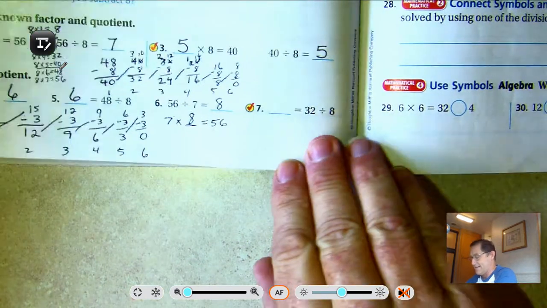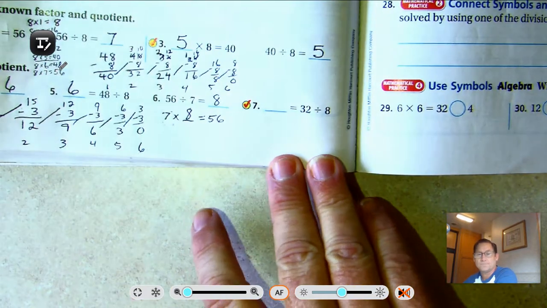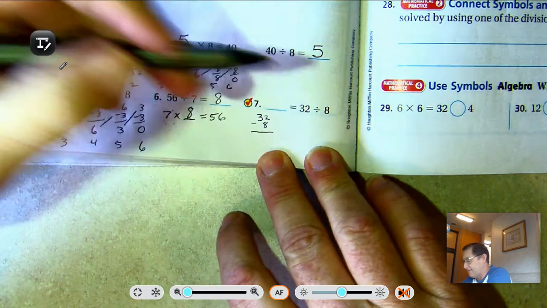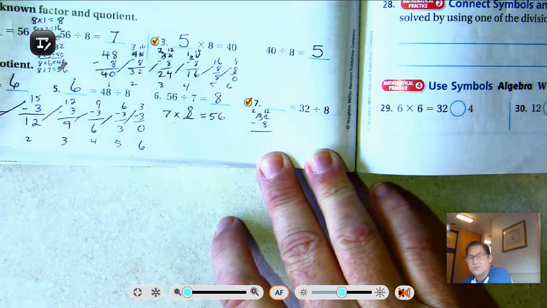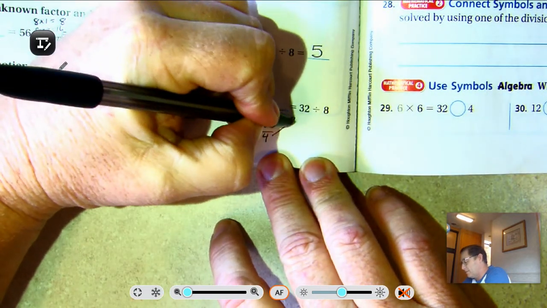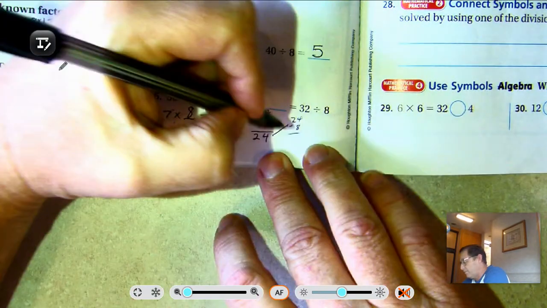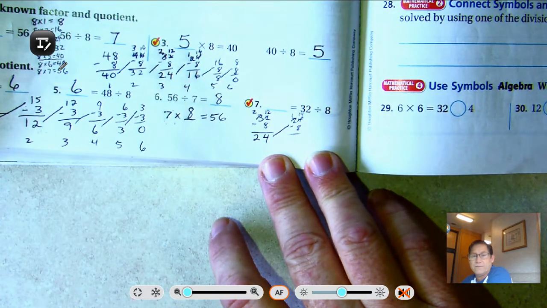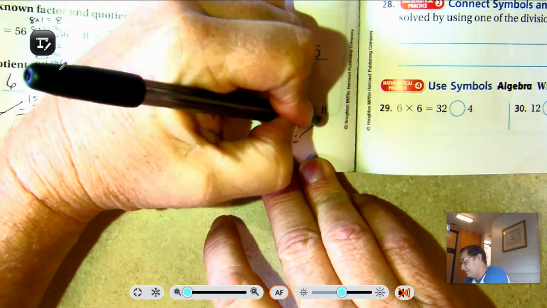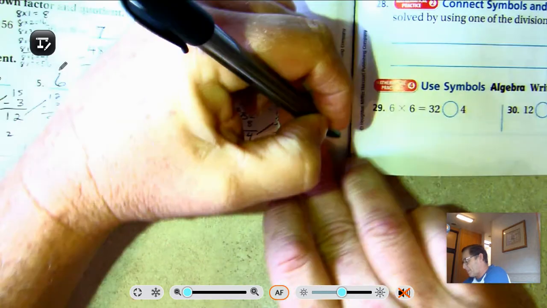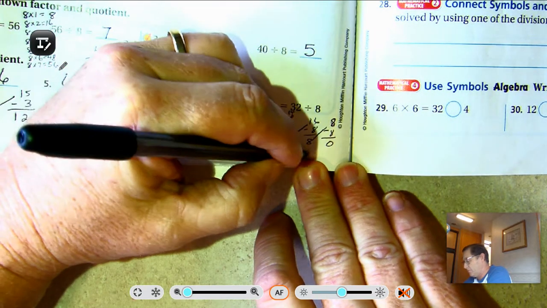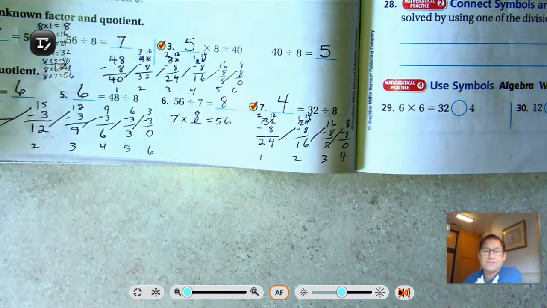And 32 divided by 8. Okay, so we can subtract 8. Repeated subtraction. Can't take 8 from 2. So we'll regroup. And now we have 2 tens and 12 ones. 12 take away 8 is 4, so 24. 24 take away 8, can't take 8 from 4. So we'll regroup, and now we have 1 ten and 14 ones. 14 take away 8 is 6. So now we have 16. 16 take away 8 is 8. And 8 take away 8 is 0. How many times did we subtract 8? 1, 2, 3, 4. So 32 divided by 8 is 4.